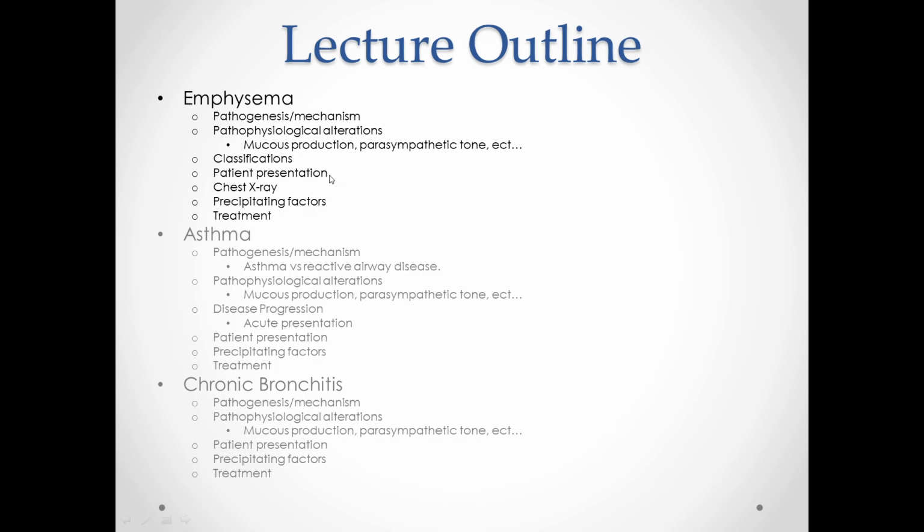Then we'll move on to patient presentation, what X-rays typically appear like, and then precipitating factors as well as the treatment. Then we're going to cover similar things with asthma, and then we're going to finish up with an overview of chronic bronchitis. And again, as I just mentioned in the previous slide, this is an introduction to all of these diseases.